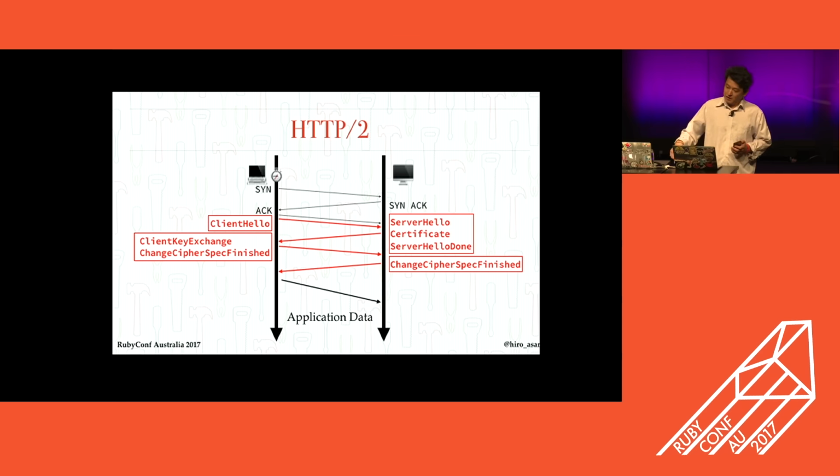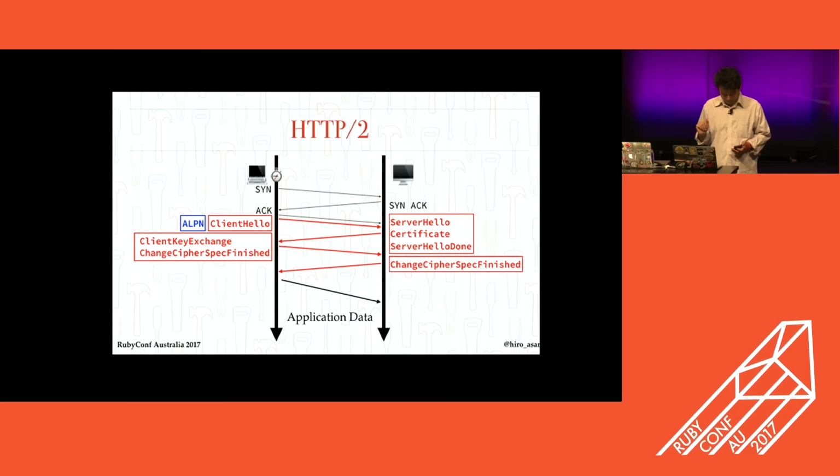TLS is not strictly required for H2, but many vendors, including Chrome, Firefox, Safari, and Opera, I believe, all require TLS because it will allow you to do this thing called application layer protocol negotiation, which means that the client will request H2 if it can, if the server can, and if it's not possible, it will downgrade to HTTP to continue with the client session.